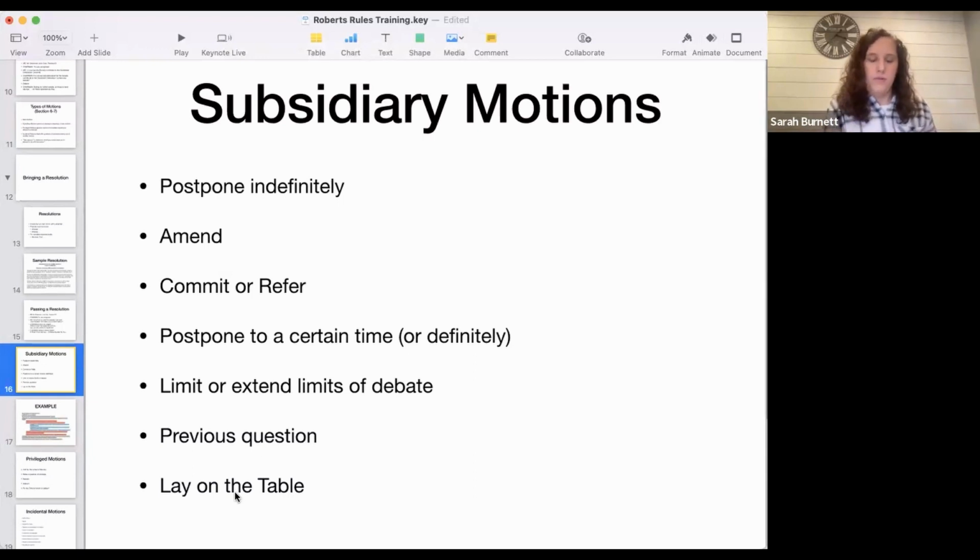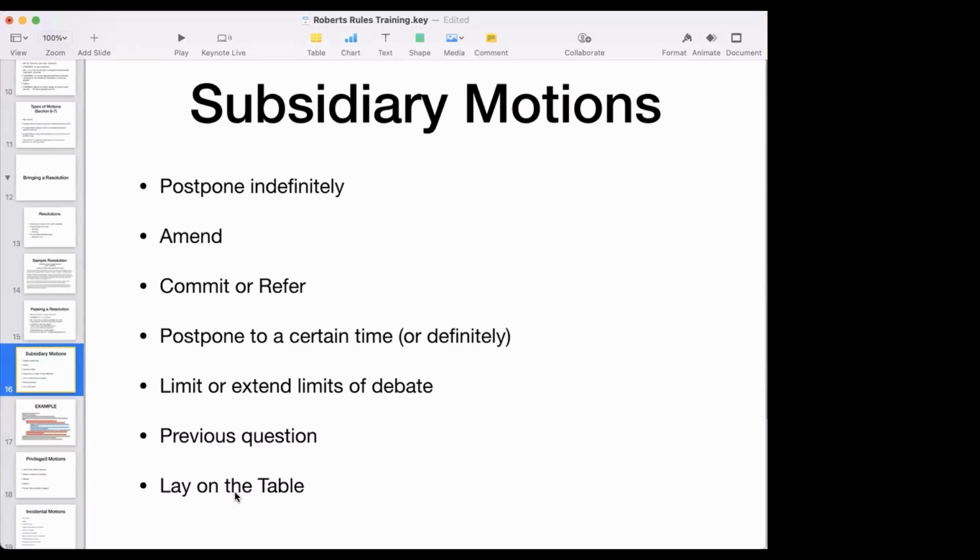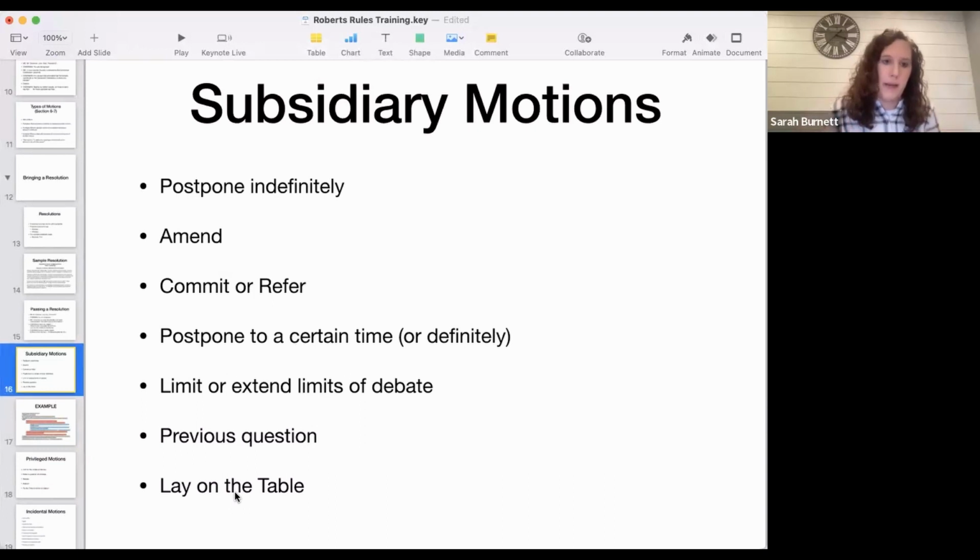Lay on the table is a motion. Just imagine that everyone's sitting at a table and there's a pile of motions and we're picking them up and working on them. Lay on the table just means we're laying it back on the table to deal with later. So those are your subsidiary motions. They help you deal with the main motion.